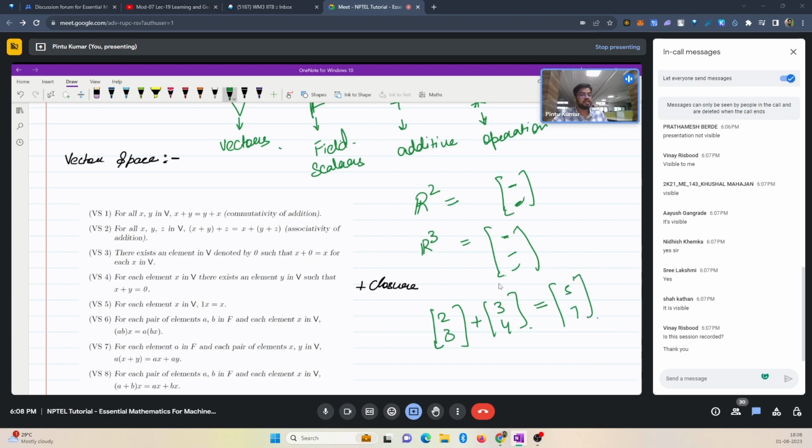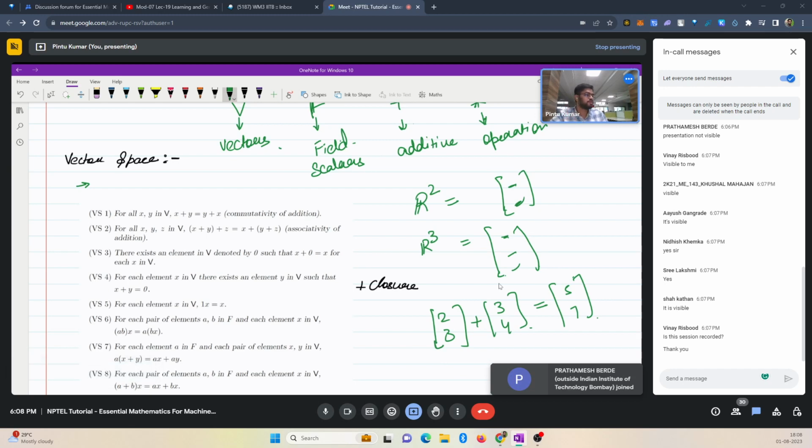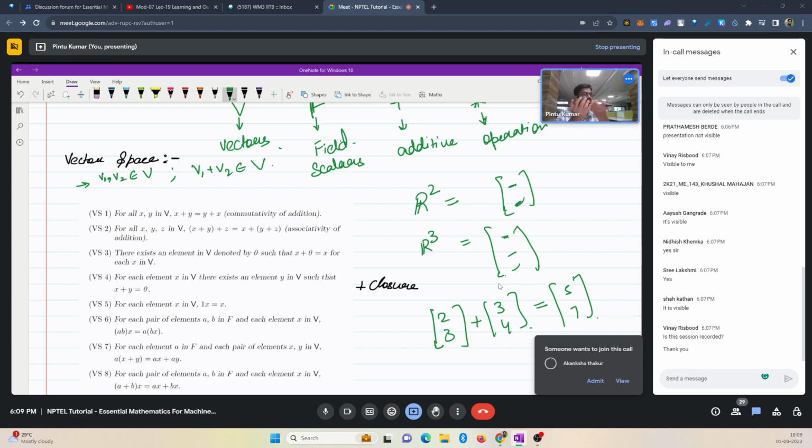So the first property that any vector space should satisfy is that it should be closed under these operations, addition and multiplication. If you have any two vectors v1 and v2 from V, then v1 plus v2 should always belong to V. This is the first basic property of your vector space.